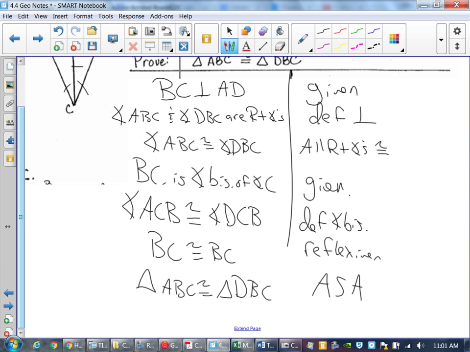Oh, I spelled reflexive wrong there. If you look back at this proof, you really only had to come up with one thing on your own. The only thing you had to come up with was the reflexive side. Everything else is written down on your progression sheet. It's a matter of finding it and following the letters.